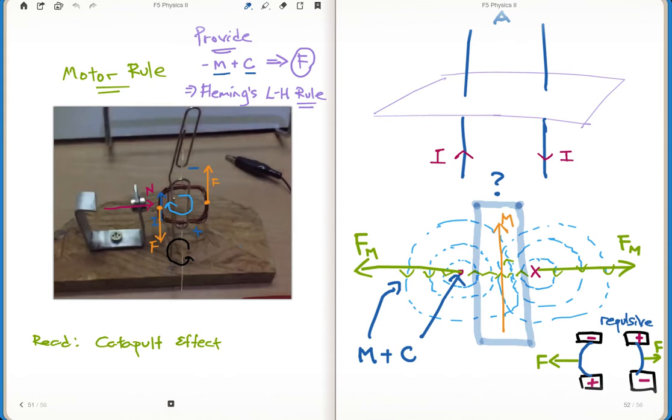Also, we have gone through two conductors where the direction of current is in opposite directions. What happens at the center? The magnetic field builds up, and therefore you have a repulsive force, in the opposite direction, in the middle.